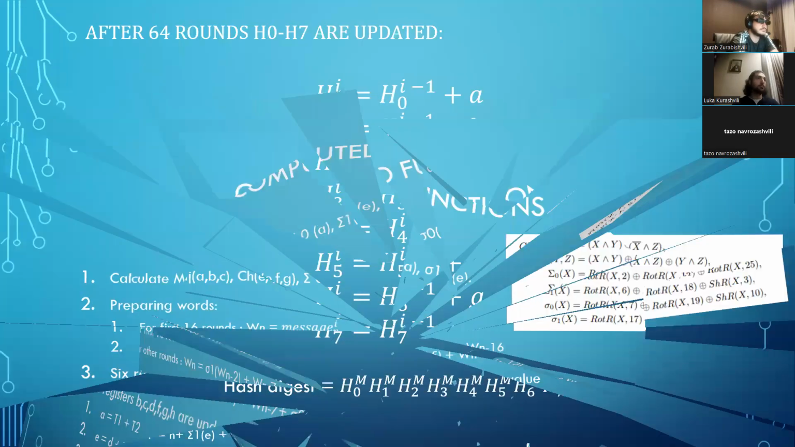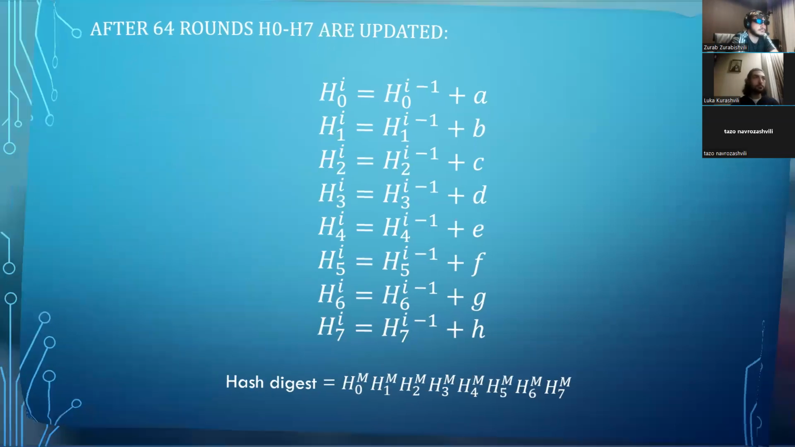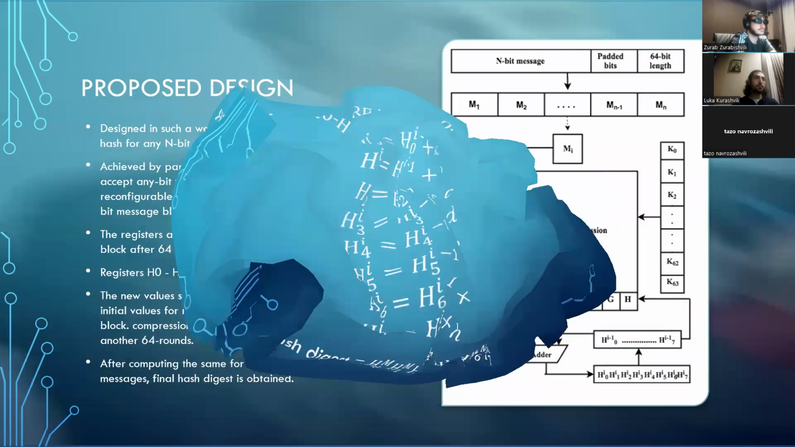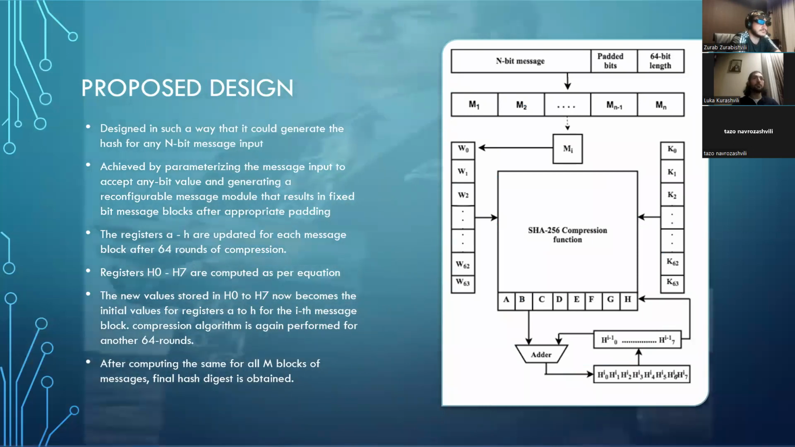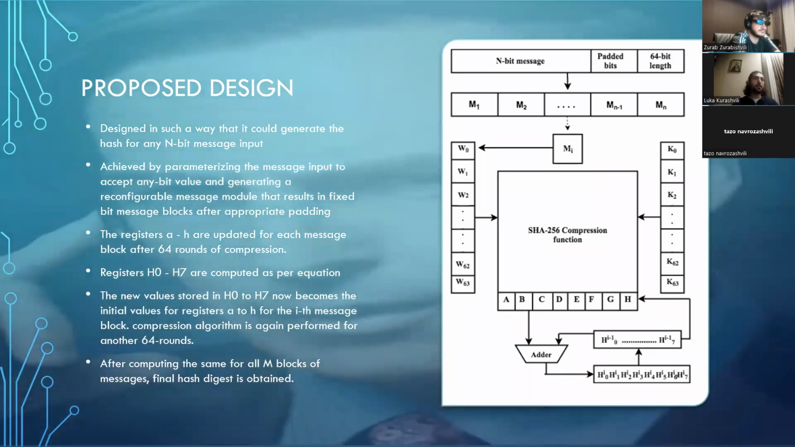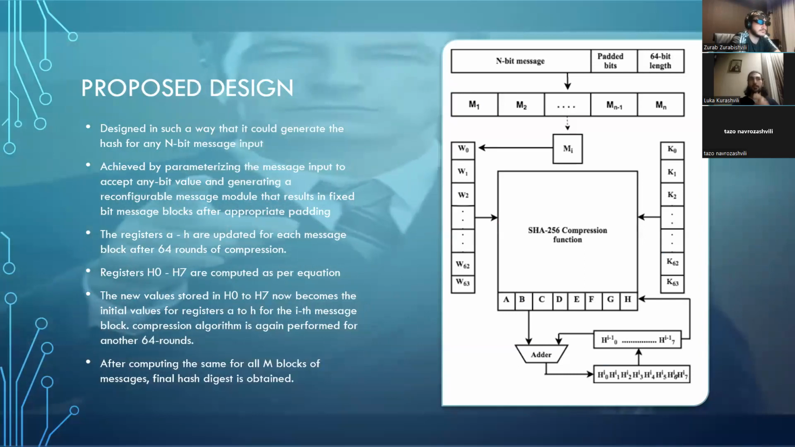After 64 rounds of operation, registers H0 through H7 are updated for i ranging from 1 to m as follows. The final 256-bit hash value is obtained by concatenating the 32-bit values H0 to H7. The proposed architecture is designed in such a way that it could generate the hash for any n-bit message input after dividing the message into blocks of 512 bits each and performing the compression function and register allocation iteratively.